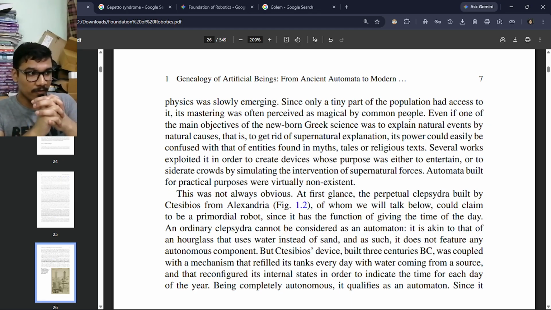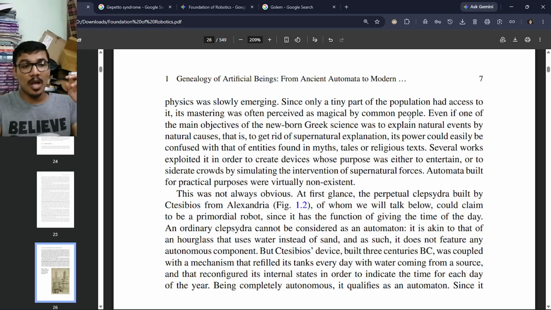That's crazy. Even if one of the main objectives of newborn Greek science was to explain natural events by natural causes, that is, to get rid of supernatural explanations, its power could easily be confused with that of the entities found in myths, tales, or religious texts. Several workers exploited it in order to create devices whose purpose was either to entertain or to sedate crowds by simulating the intervention of supernatural forces. Automata built for practical purposes were virtually non-existent.